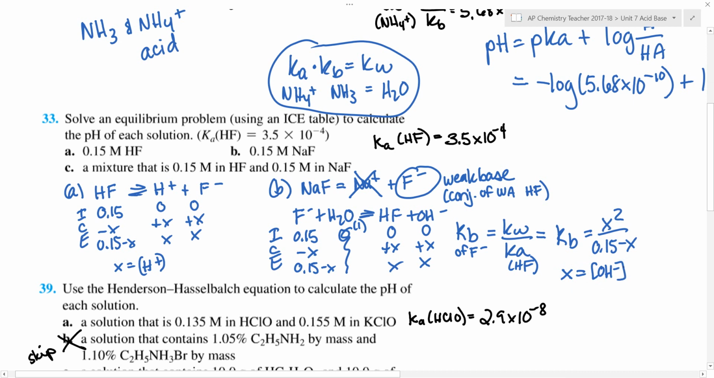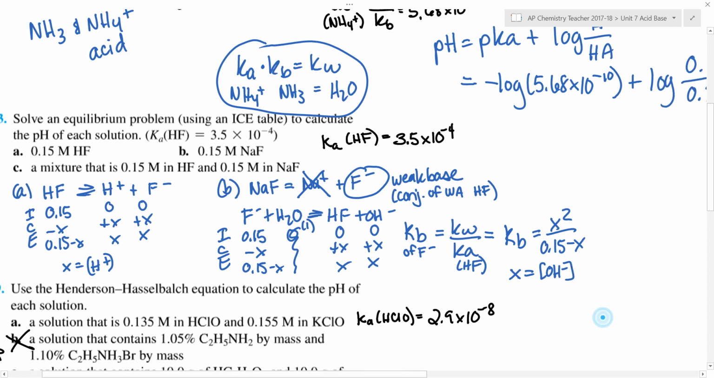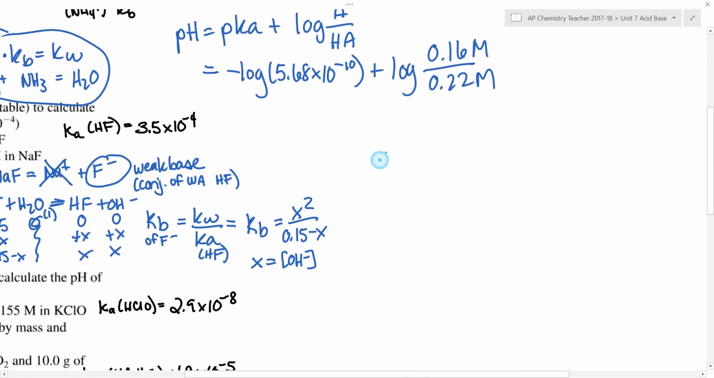So for solution A, you want to recognize that's a weak acid. Solution B is a weak base, the conjugate of my original weak acid. And then solution C is a mixture. Let's take a look at this one. Solution C says we mix together 0.15 molar HF and 0.15 molar NaF. The key thing in this ionic compound is to recognize that sodium is a spectator. So really what we have is 0.15 molar HF and 0.15 molar F minus. That looks like a weak acid and its conjugate base, so that looks like a buffer.